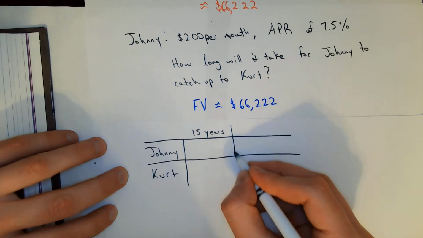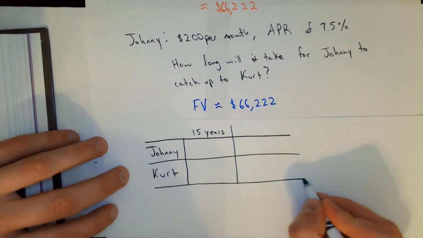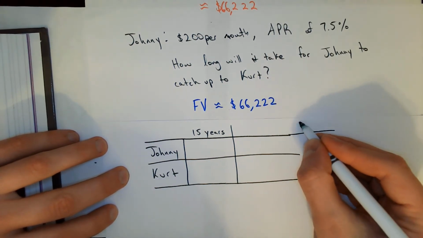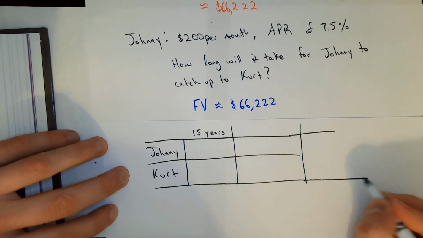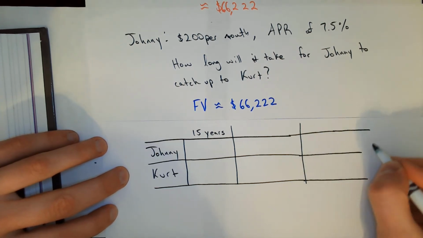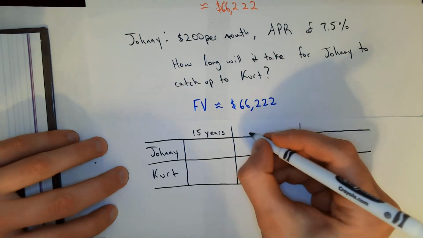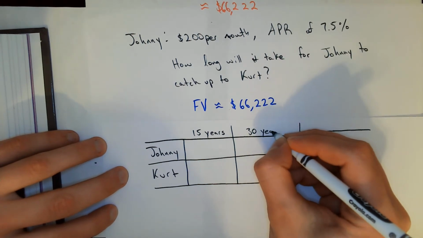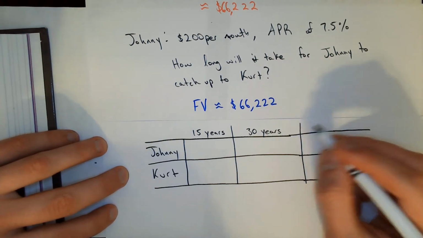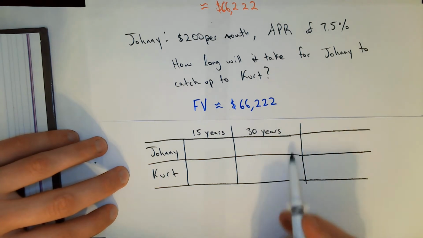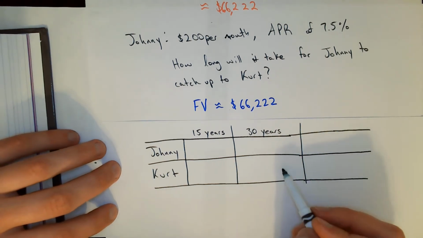So we'll say the end of 15 years, and then we'll just track it. Okay, we'll track it for a little bit. Okay, let's do 30 years, and then we'll pick some other based off of what kind of numbers we get here.